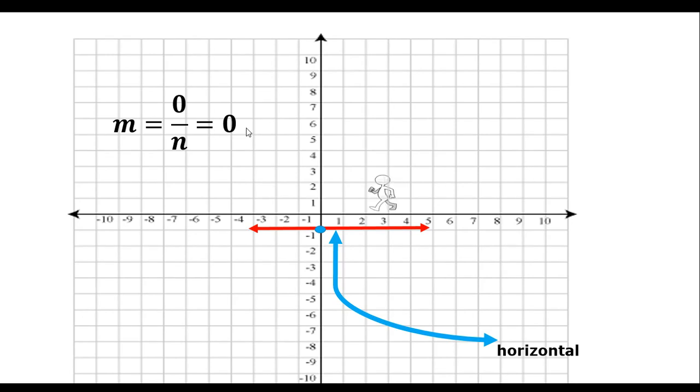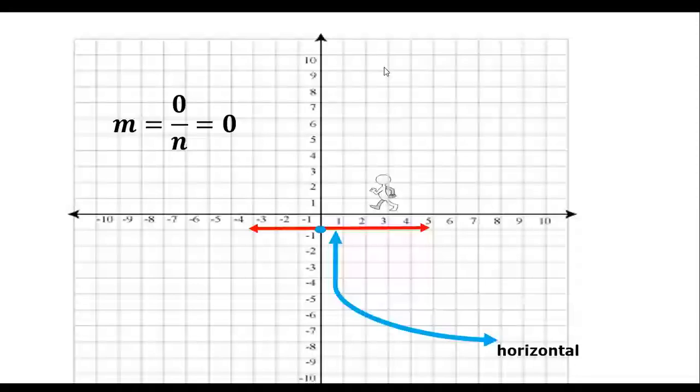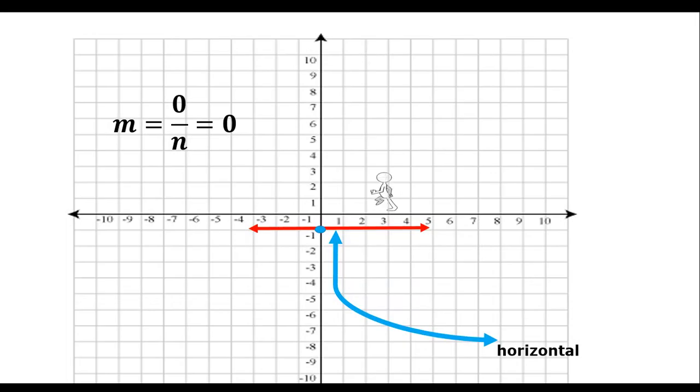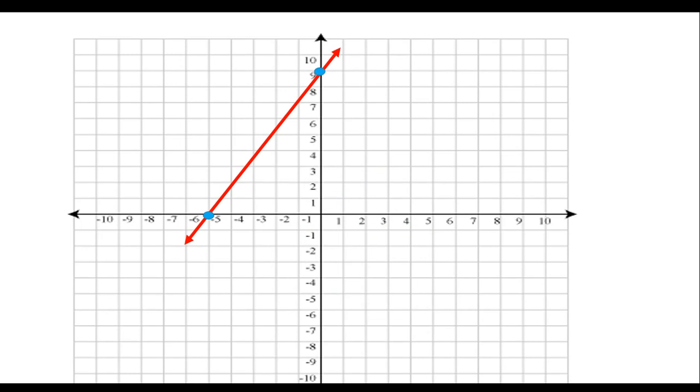Notice also that our graph crosses our y-axis, and our y here is equal to -1, but our x is equal to 0, thus making our y-intercept equal to -1. Next example. Since it is an increasing line, we are expecting a positive slope.